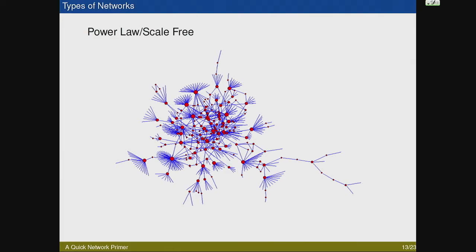And this affects how quickly diseases spread, because when you hit a hub, things can go very quickly, and also you can think about if you can knock out the hub, you can have a big effect on disease transmission. The flip side of that is in these types of networks, randomly distributed interventions are not very effective.